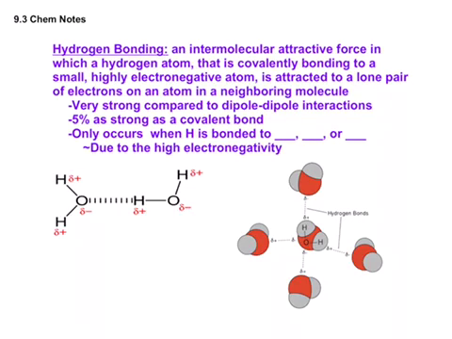The next intermolecular interaction that we have is something called hydrogen bonding. This is when we have a hydrogen atom that is covalently bonded to a small but highly electronegative atom, and it gets attracted to a lone pair of electrons of an atom in a neighboring molecule. This is actually very strong, however still weaker than an ionic or covalent bond. And this only occurs when hydrogen is bonded to either fluorine, oxygen, or nitrogen, due to the fact that these three have a high electronegativity.